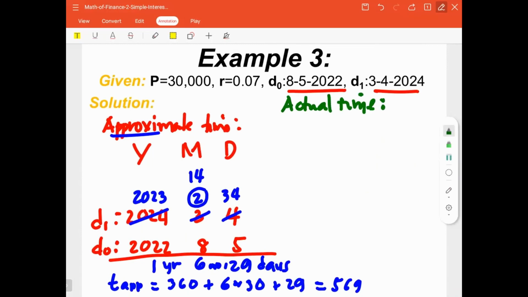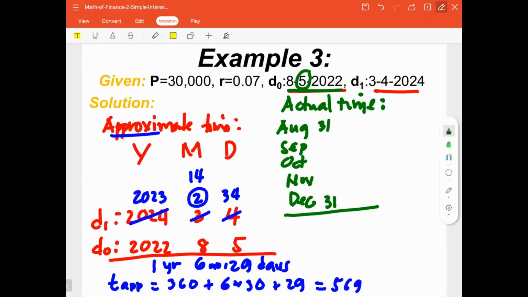Okay. Now for the actual time, we have to consider year by year. So I mean to say, with this loan date of August 5, 2022, we start with August until December of 2022. So August, then September, October, November, then December. Take note, for December 2022, we have until December 31, so that's 31. Now, for August, of course, this is 5. Take note, there are 31 days in August. So we subtract that 5 from 31. So 31 minus 5, then we'll get 26 days.